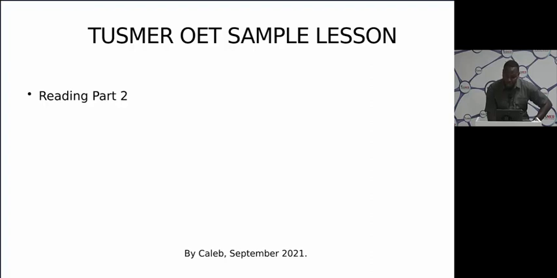In this sample lesson, we are going to have a look at how the English OET Part B reading is done. The main focus in this lesson is going to be on the Part B reading. First and foremost, what exactly is the Part B reading? The Part B reading is focused on how to get the main idea of a very short reading, right?